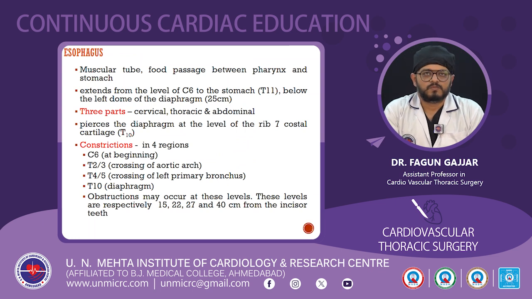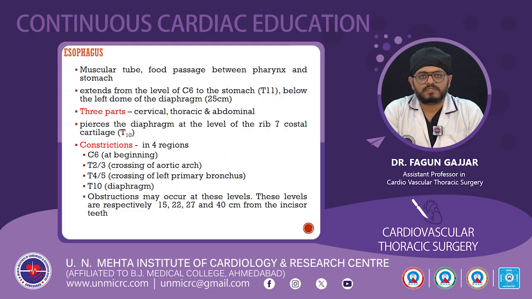The esophagus is a muscular tube. It provides passage for food between the pharynx and the stomach. It extends from the level of the 6th thoracic vertebra to the stomach below the left dome of the diaphragm. Its length is about 25 cm. It has three parts: cervical, thoracic and abdominal. It pierces the diaphragm at the level of the 7th costal cartilage or T10 level.